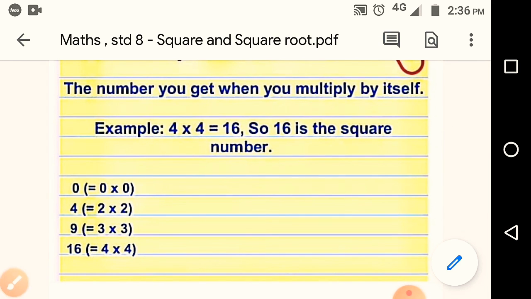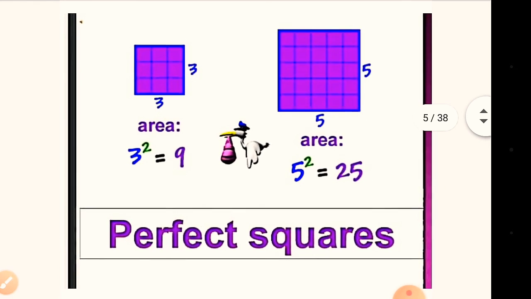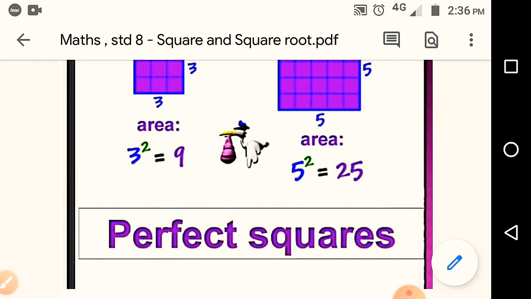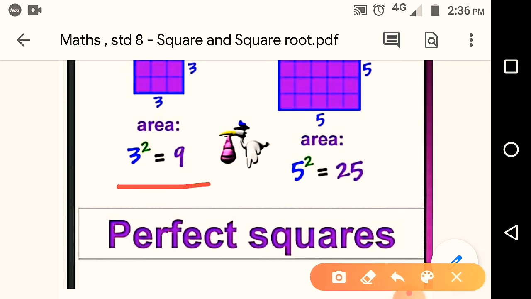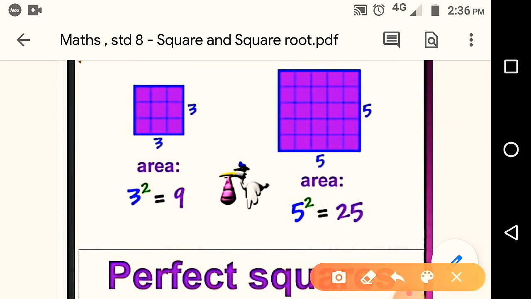Now moving ahead, as I told you, square numbers we also get through the concept of square. When we find the area of a square, we do side into side. In the same way, whenever we talk about 3 square, it is 9. 3 square means we have to do 3 by 3. So here also 3 and here also 3, so 3 rows and 3 columns. 3 threes are 9, so 3 square is 9.